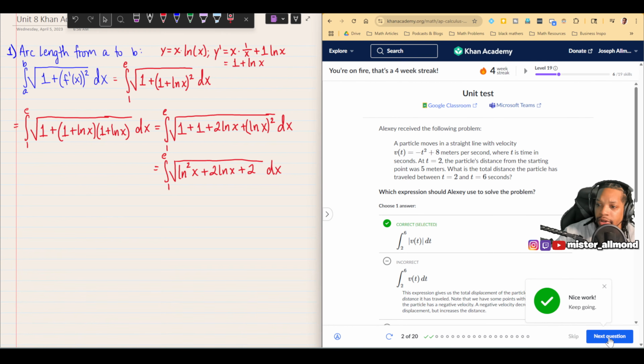All right, number 3. What is the value of g of 4? Okay, we can use a calculator. This one should be light work. All right, let's try it.